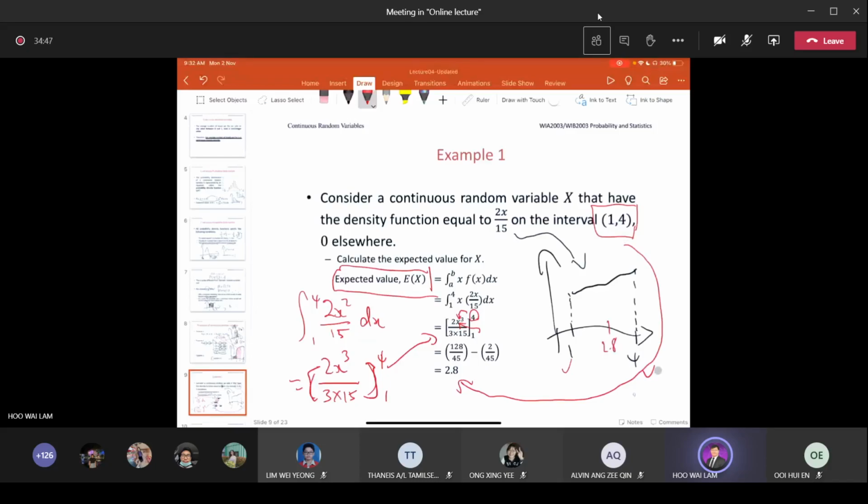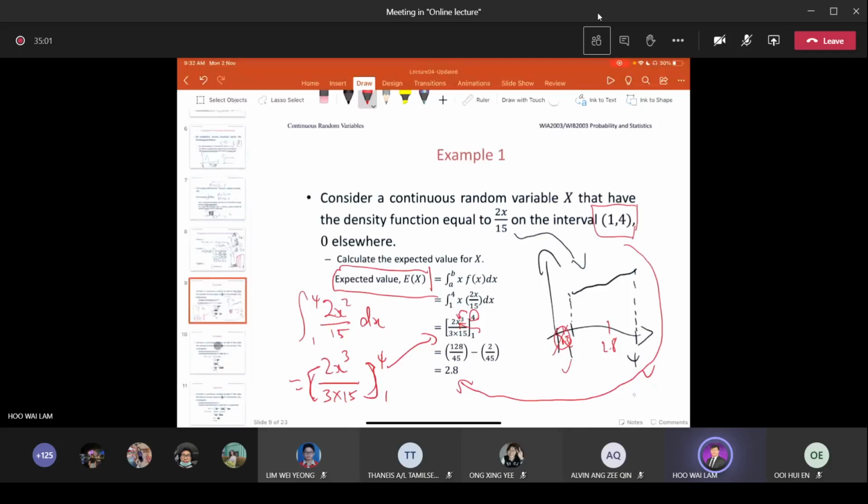Imagine if you are actually getting a value of like 0.5, then it's actually around here. Is it possible that this is actually your mean? Okay, if you visualize it in this way, it's not possible at all. Right? So this is the example for expected value.